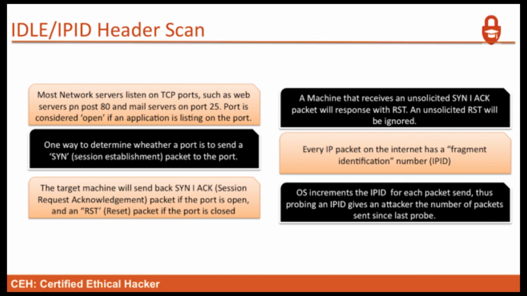Every IP packet on the internet has a fragment identification number, or an IPID. The operating system implements the IPID for each of the packets sent and increments it for each packet sent, thus probing an IPID gives the attacker the number of packets sent before the last probe. It used to be just a sequential set of numbers. Now they kind of randomize wherever it starts.